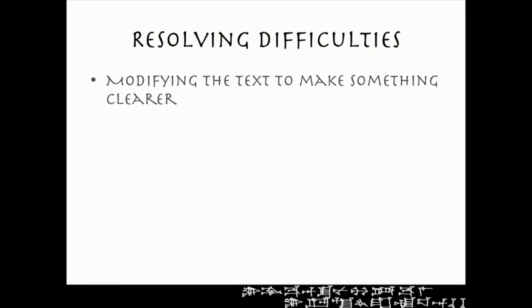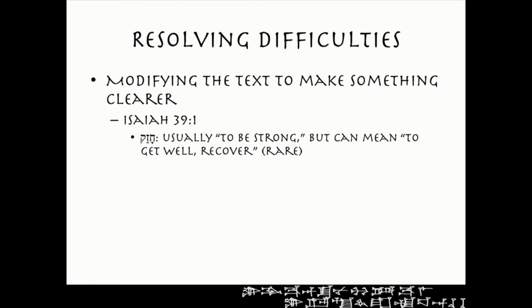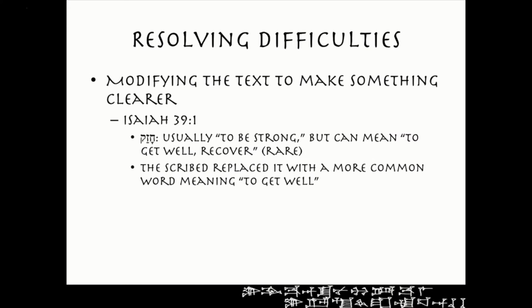There are difficulties that the scribes would attempt to resolve by modifying the text to make something clearer. So in Isaiah 39:1, we have the word chazak. And chazak usually means to be strong or to become strong. But in an extended sense, it can mean to get well or to recover, which makes sense, but it just doesn't happen all that often. So in the passage, instead of saying chazak, to get well, the scribe replaced that with a more common word, chaya, which means to get well.